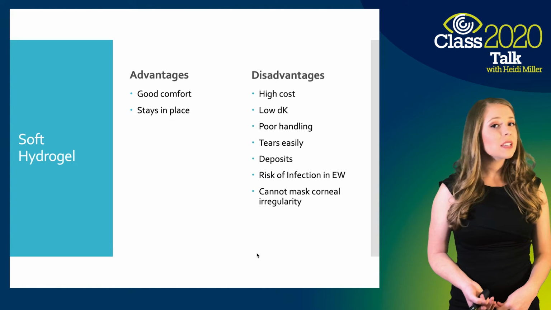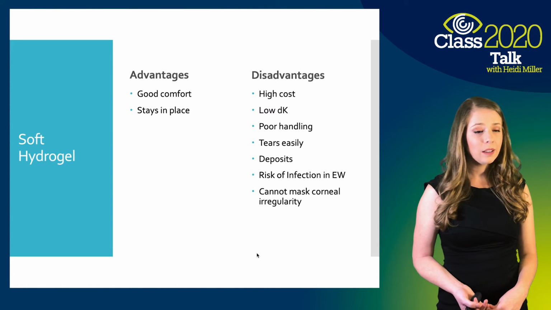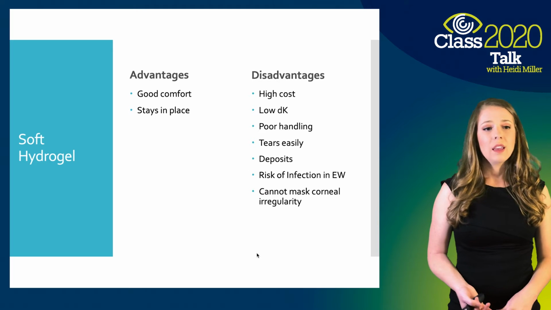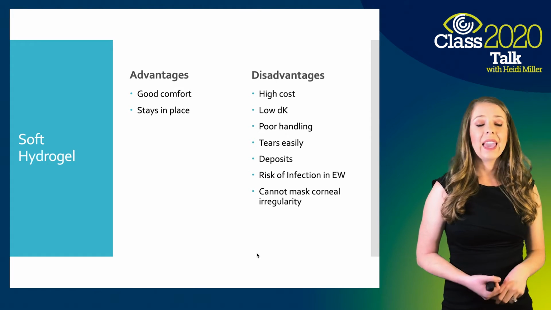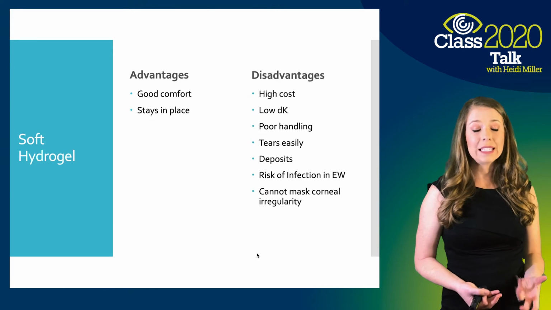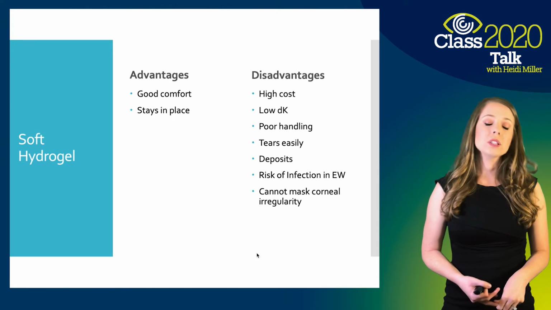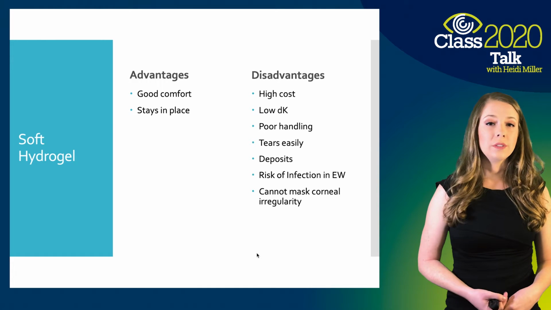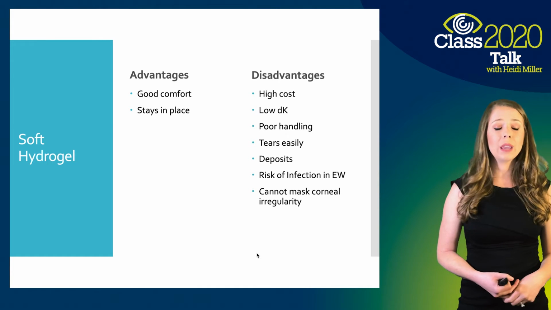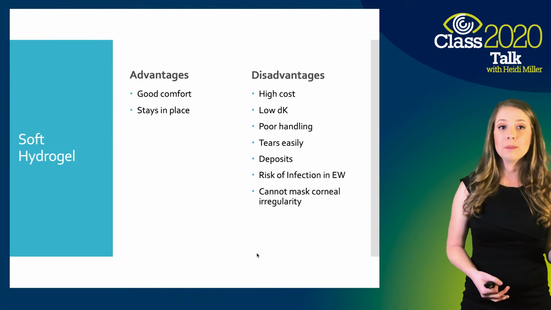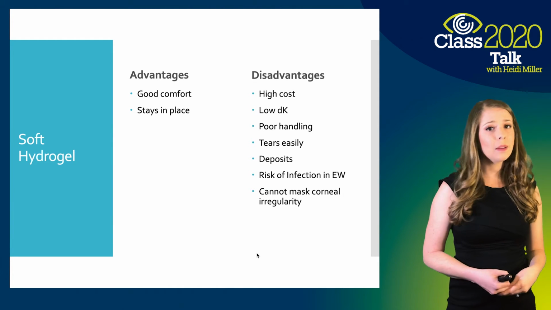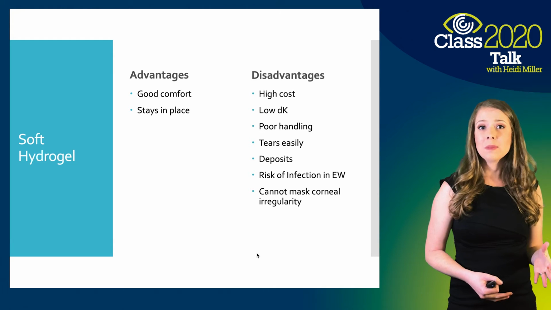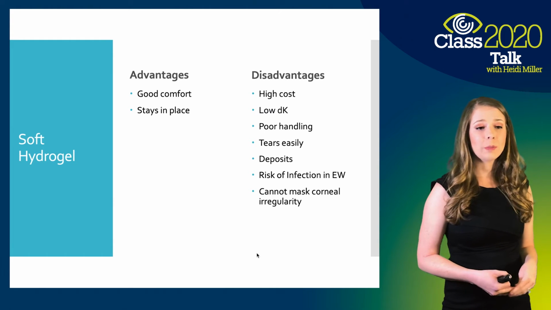These lenses don't have as high of oxygen permeability as some other options. They can be difficult to handle because they are a little bit more flimsy, and they tear easily. They also are prone to having deposits on the surface, and with children, deposits are a big issue. So with this being an issue, you might have to replace the lenses more often, might have to take them out to clean them more. So that's something to keep in mind when you're making a selection for your pediatric patient.